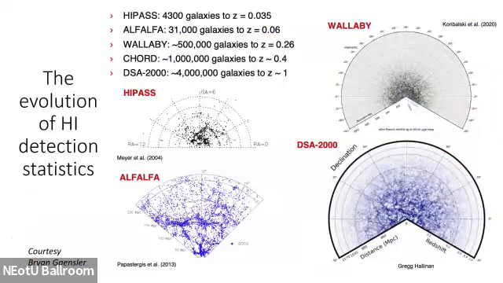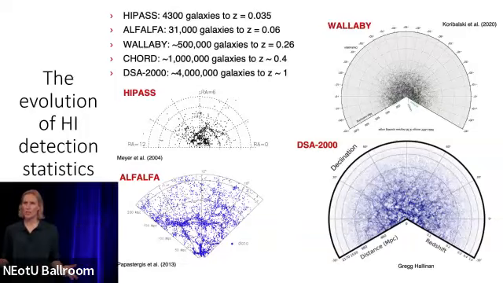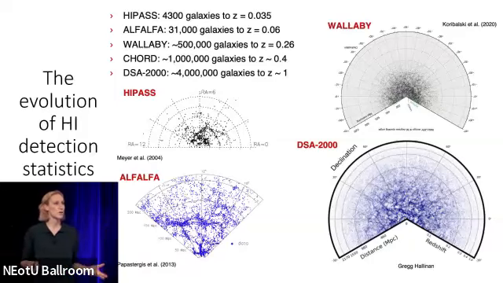So one of the ways to look at this evolution is in terms of detection statistics, and that's what's being illustrated here. This is a slide that Brian Kinsler put together that shows number statistics and sky views going from the HIPASS survey in the 90s through to ALFALFA, through to WALLABY ongoing now, and then the statistics expected for the surveys in the next couple of years, such as CHORD and the DSA-2000. We haven't heard a lot about the DSA-2000 in this conference, but it's worth noting that if it is built and it runs the surveys that are being talked about now, it will be a fabulous northern hemisphere H1 survey instrument.